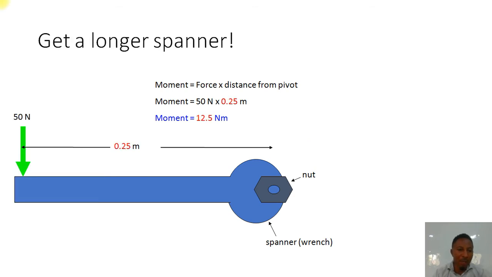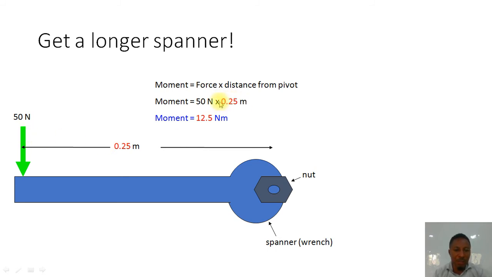Okay, now how about if you use a longer spanner? What happens to the moment? Will you have a greater turning effect or a smaller turning effect, a lesser turning effect? Okay, let's check it out. A distance of 0.25 meter and the force is 50 Newton.